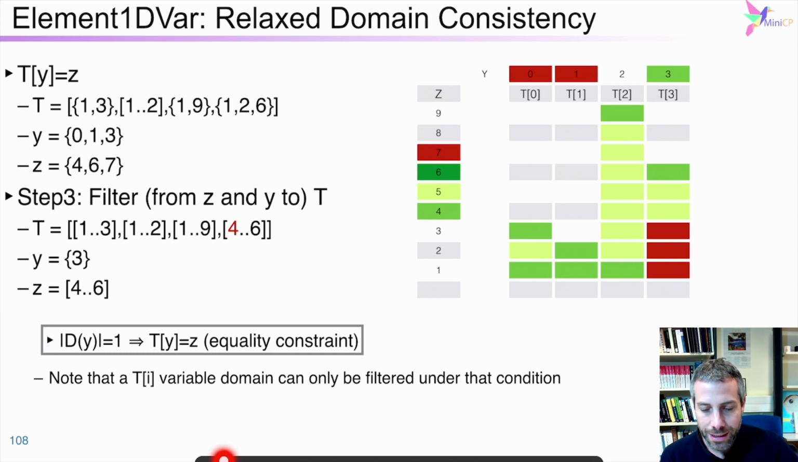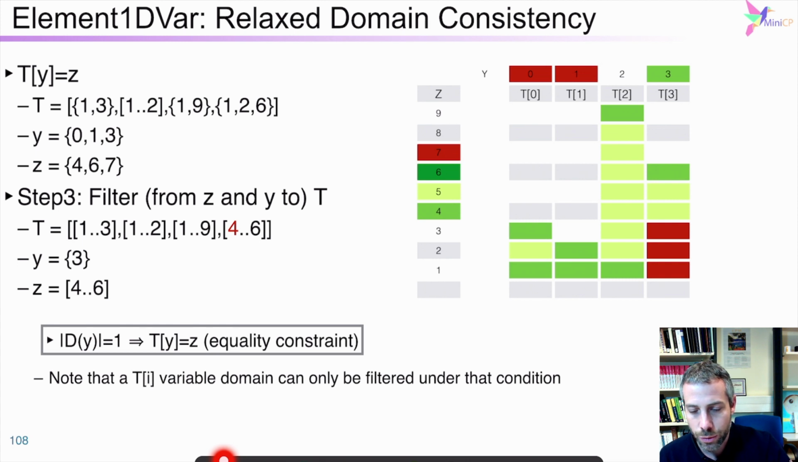And the last possible direction is to filter from z and y in the direction of t. We are lucky here because we can only do something if we realize that there is only one value left in the domain of y. And that's the case here. We are in the case where we have only one value left, that's the value 3. So the domain of y is equal to 1. And therefore, I perfectly know which index will be used here in my relation. I know that the index is known, it's index 3. And so I have an equality between the variable at that index and z.